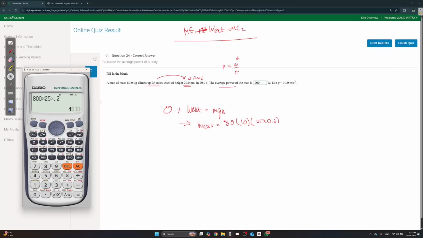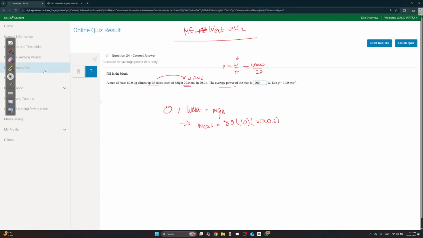So the power will be equal to the work divided by time. So the power will therefore be 4,000 divided by 20 seconds, and it should be 200 watts. Yeah, 200 watts. Very nice, very easy.